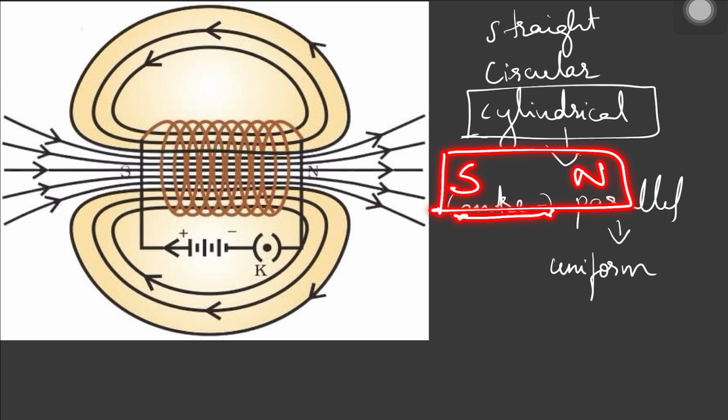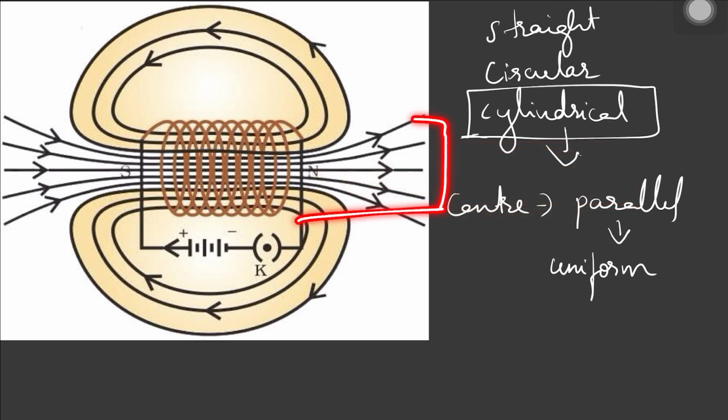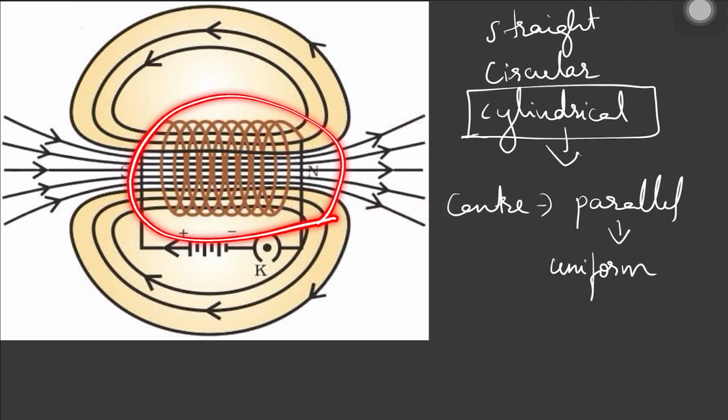Next, if I bring a bar magnet with its south pole facing this end, we find that it is attracted towards the pole. So we come to know that these are unlike poles. This is how I can make out which is the pole of the solenoid which is behaving as a bar magnet. So what are the properties similar in a solenoid and a bar magnet?